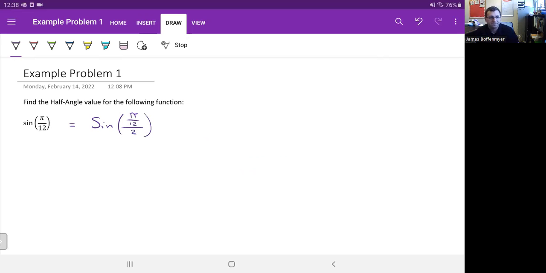Okay, so because half angle, our angle A, as it relates to the formulas that we were just dealing with, your A is pi over 12, and you have a 2 at the bottom. Okay, so that's where we got this step here.